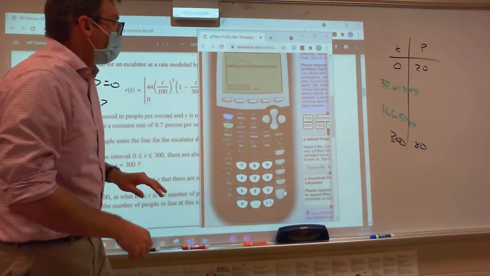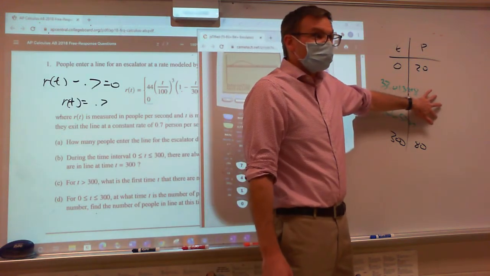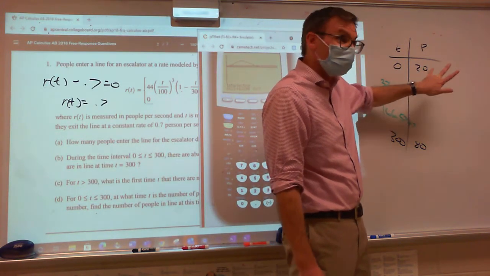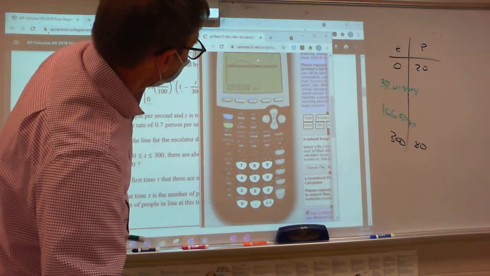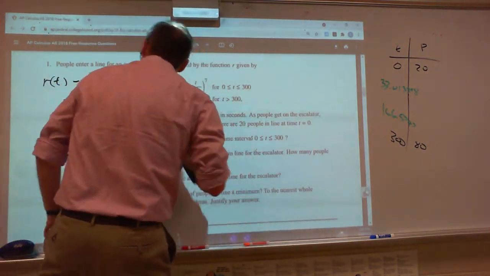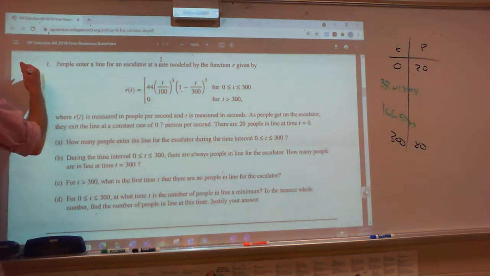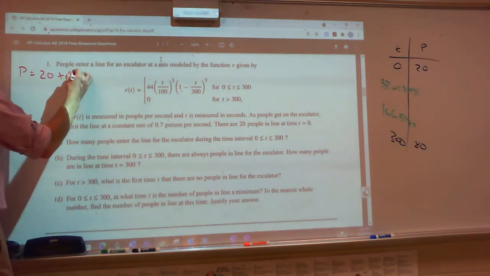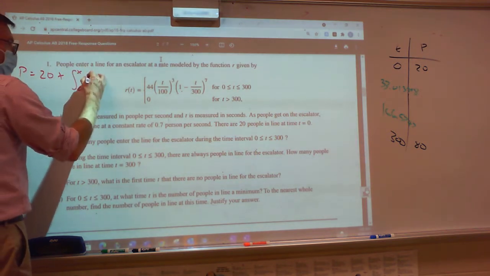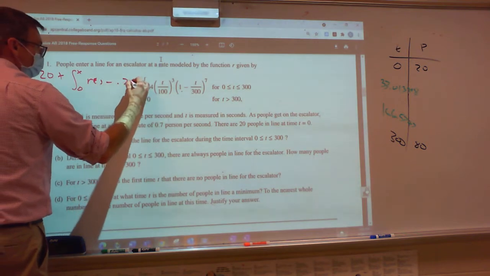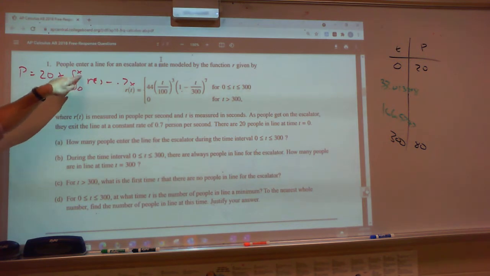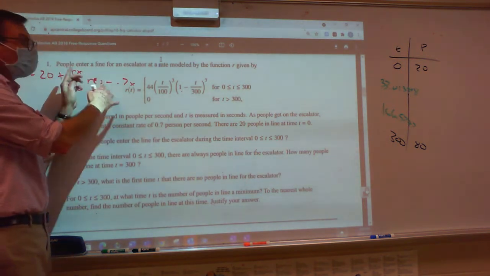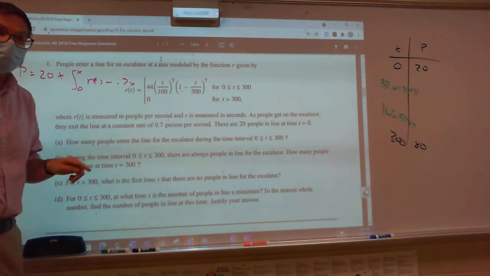All right, now, we need to find the total number of people, right? And so how you find the total number of people is, we're going to have to use our calculator, but the total number of people is given by 20 plus the integral from 0 to a certain number of R of t minus 0.7 times x. Do you see how this gives me the total number of people at a certain time? We start with 20, we take the integral from 0 to whatever a certain time is, and that tells us how many people have entered. And if I do 0.7x, that tells me how many people have left.